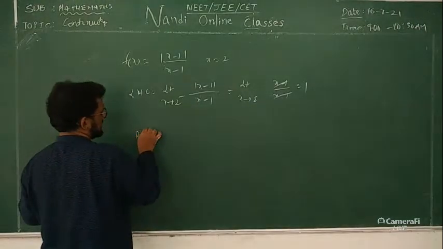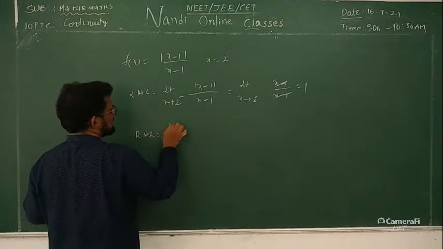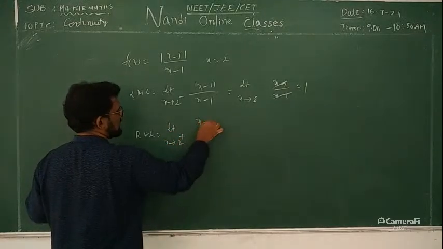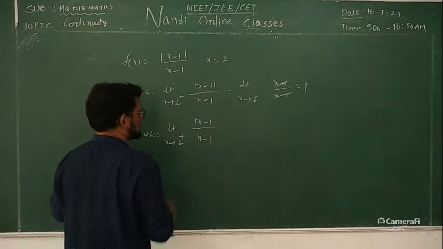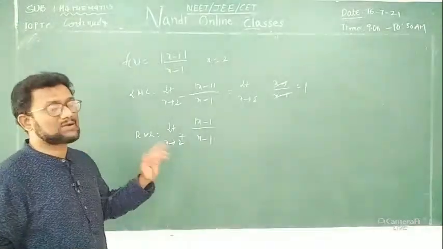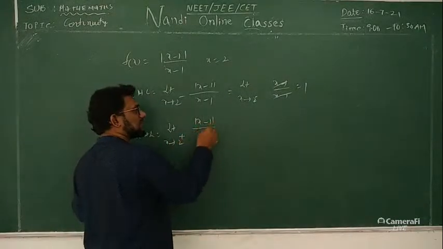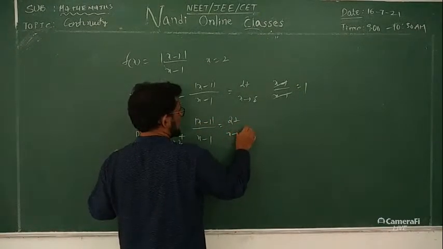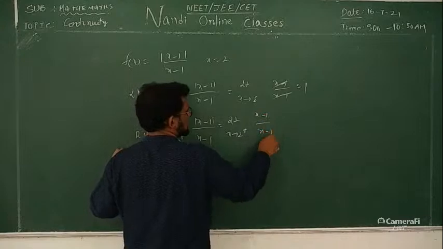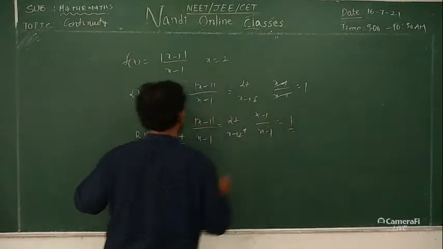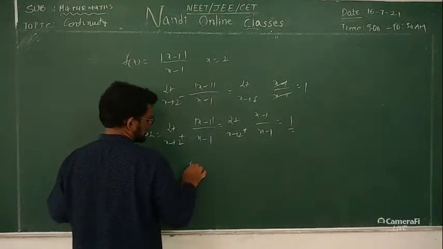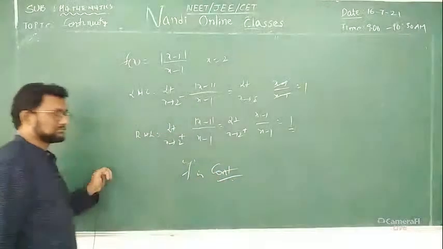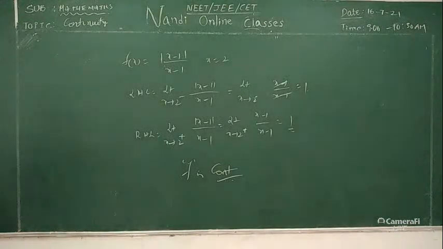Similarly, RHL value, if you want to find out, x tends to 2 plus of the mod function. If you just observe, 2 plus is nothing but we can consider 2.1. 2.1 minus 1, anyhow it is again positive. Therefore, we can consider it as x minus 1 by x minus 1. Answer is 1. Both are matching. Answer is continuous. Continuous function.